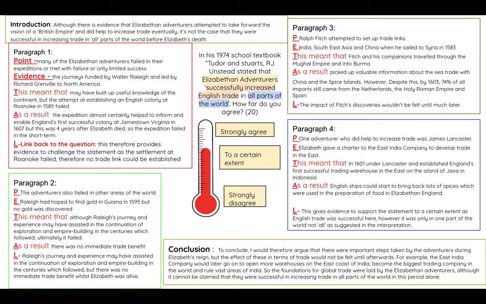So the expedition failed in the short term. I'll link back to the question. This therefore provides evidence to challenge the statement. As the settlement at Roanoke failed, therefore no trade link could be established.